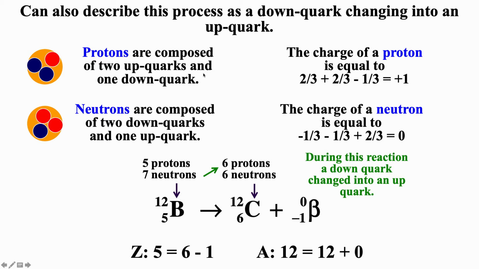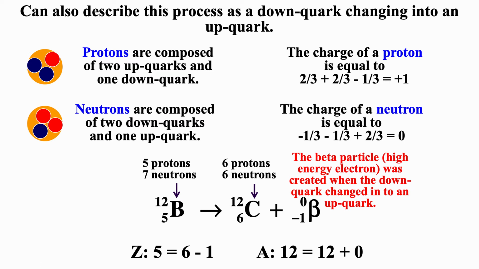It's kind of cool. We can think about this reaction on 3 different levels. We can think about it in terms of boron changing into carbon. We can think about it as a neutron changing into a proton. Or we can think about it as a down quark changing into an up quark.